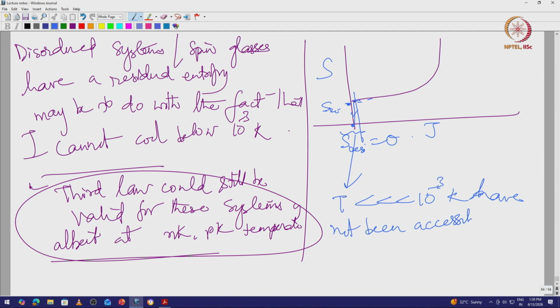accessible in any sort of large scale manner. I do not have a machine where I can put my material in and say that this material has gone down to picokelvin temperature, okay. So the violation of the third law can just be that I was not able to go to low temperatures. As of now, as we stand today, we cannot really say if the third law has been violated. Rather, the correct statement is that the third law has not been experimentally proven to be true or false.